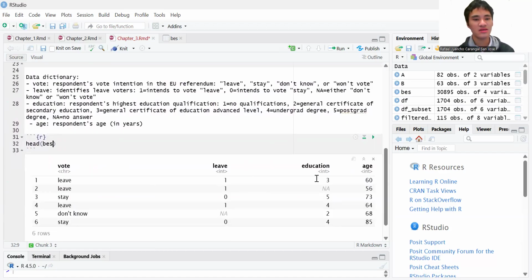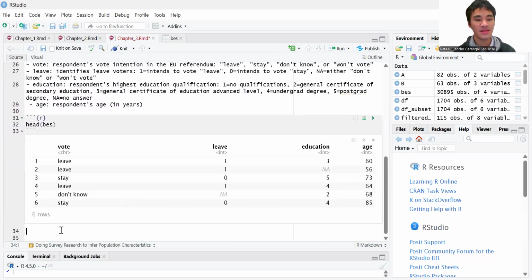So leave is one. And this person has a general certificate of education advanced level, and they are 60 years old. So that's how we interpret that first observation or first row. Okay.